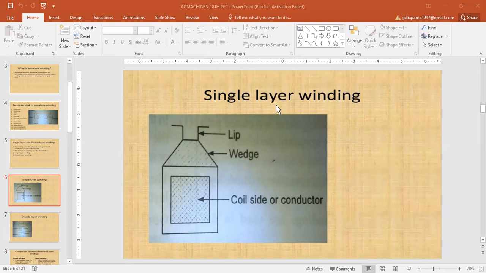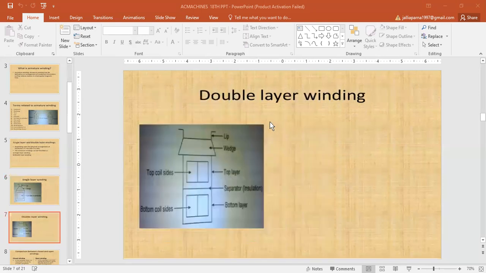Next one is single layer and double layer winding. There are two coil sides, a top coil side and a bottom coil side. The bottom layer and the top layer are separated by insulators and winding slips.